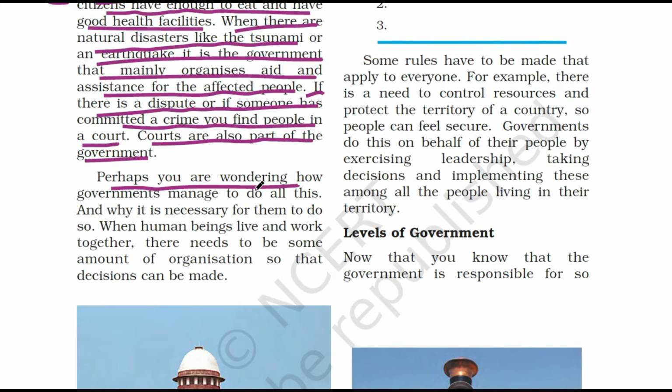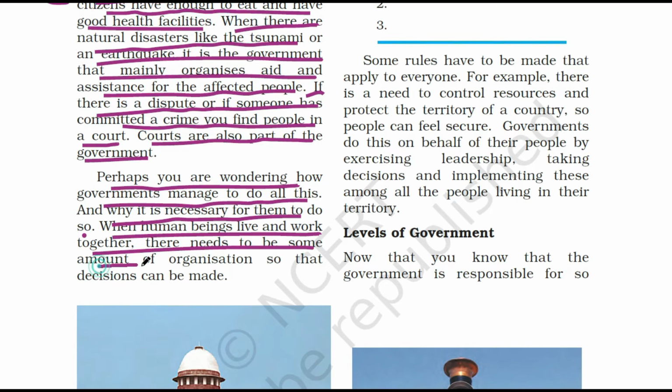Perhaps you are wondering how governments manage to do all this and why it is necessary for them to do so. When human beings live and work together, there needs to be some amount of organization so that decisions can be made. So you may be wondering, why do we need a government? When we work and live together, there needs to be some kind of organization where decisions are made, who can look after us. So that's where a government is necessary.